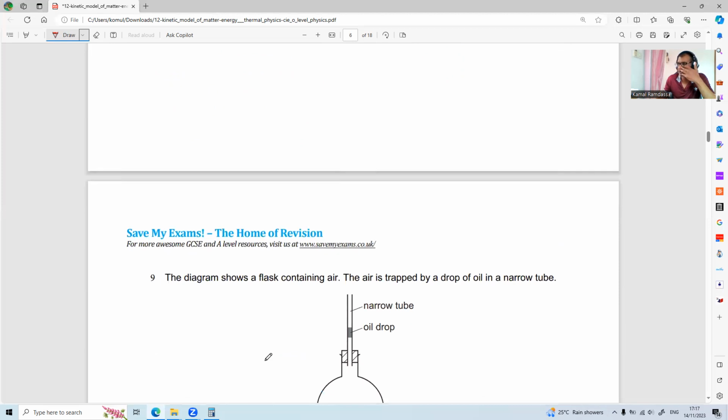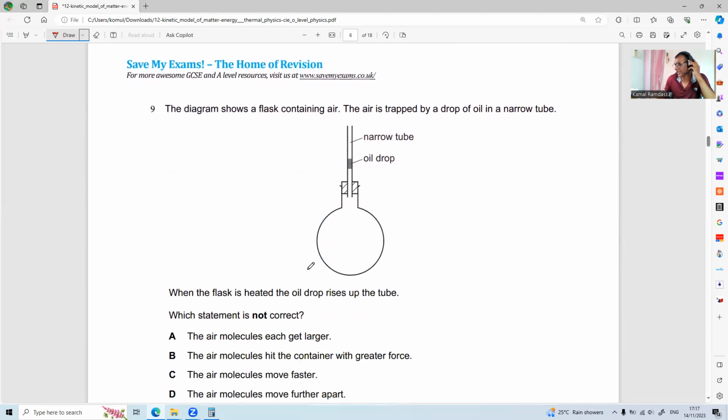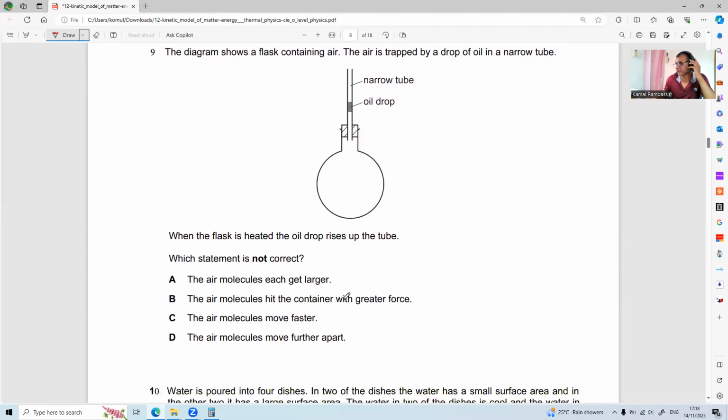Number 9, the diagram shows a flask containing air. The air is trapped by a drop of oil in a narrow tube. When the flask is heated, the oil drop rises up the tube. Which statement is not correct? The air molecules get larger.